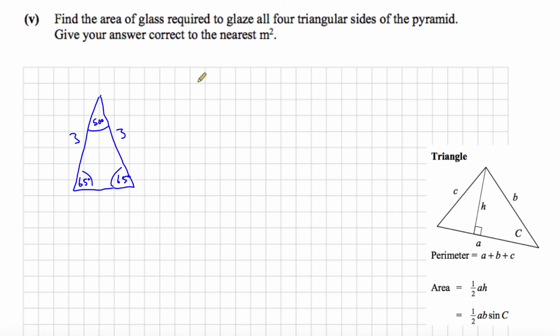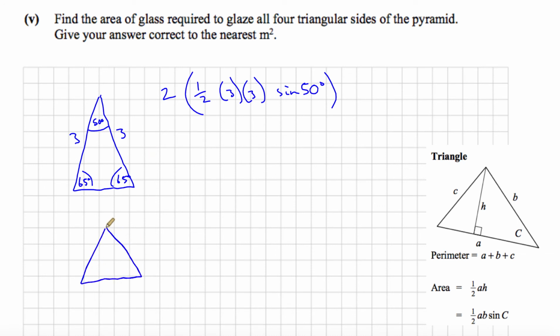So the area of this face is going to be half 3 by 3 by the sine of 50 degrees. And remember, there's going to be two of these, front and back. And then the other triangle, remember, is an equilateral triangle.